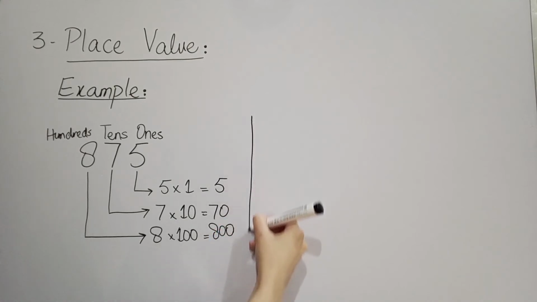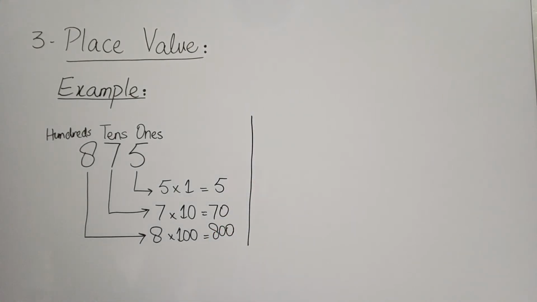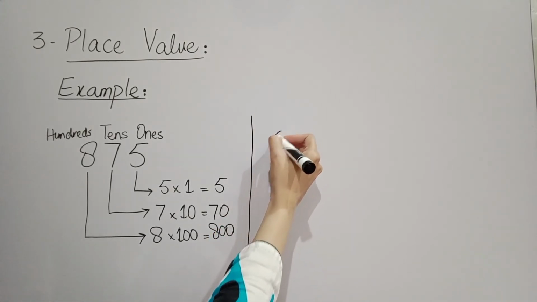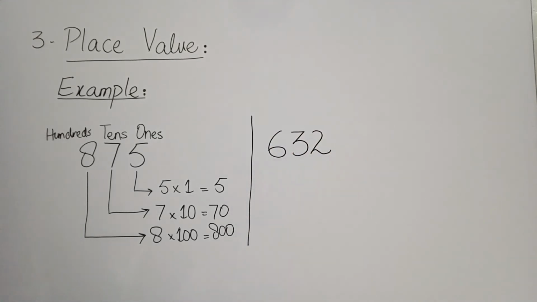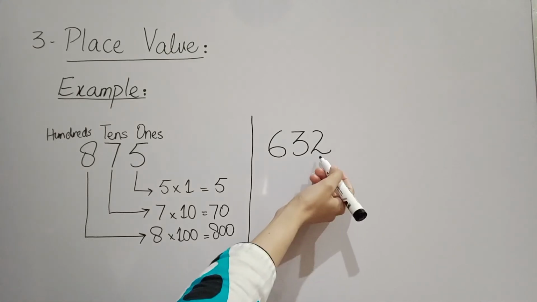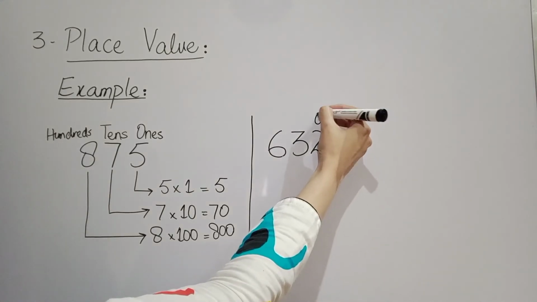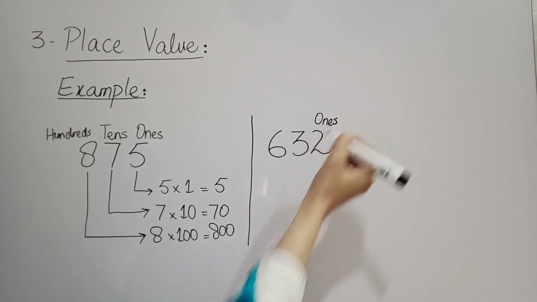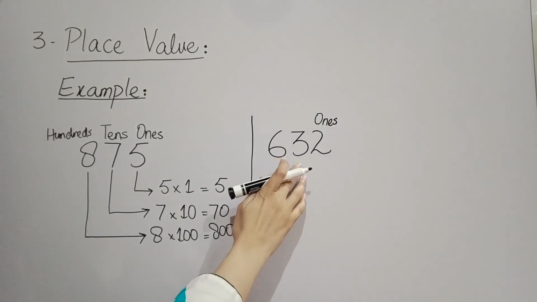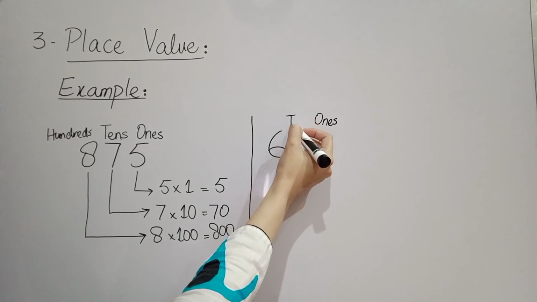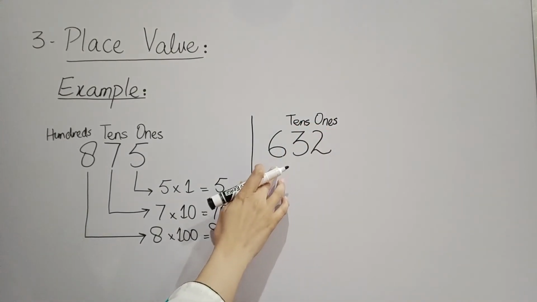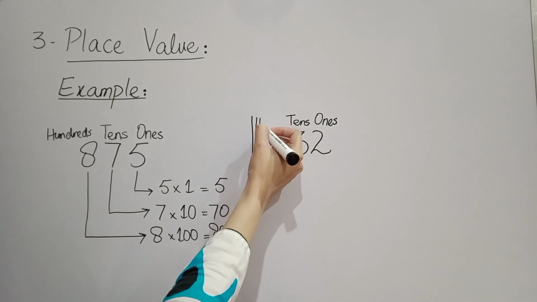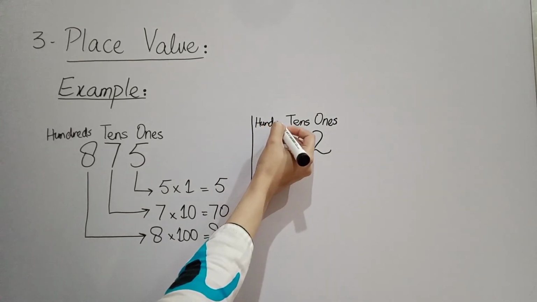Suppose the other number that we have is 632. So from your right, 2 represents ones value, 3 represents tens value, and 6 represents hundreds.